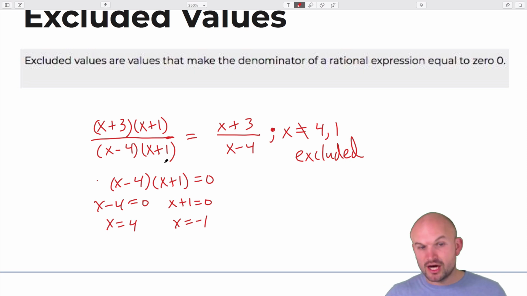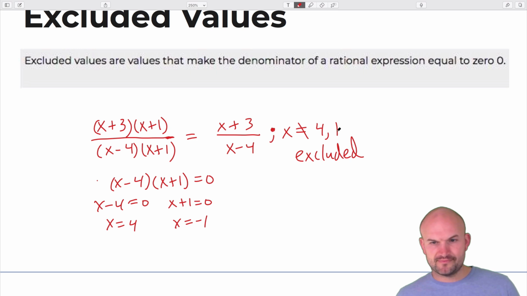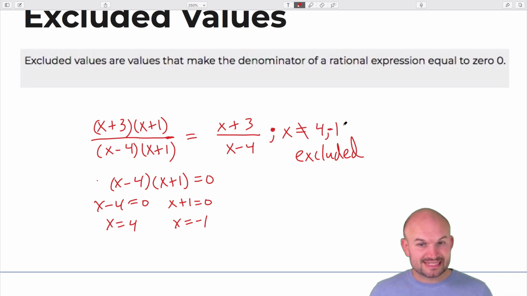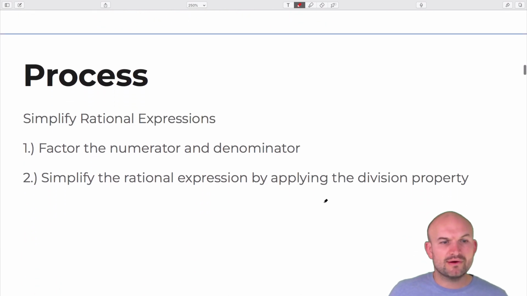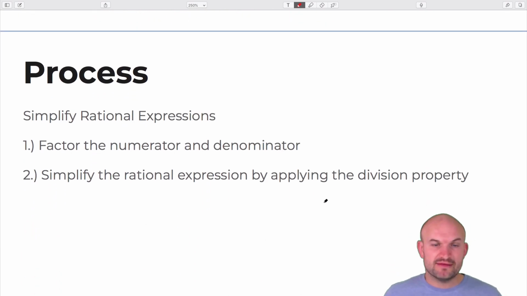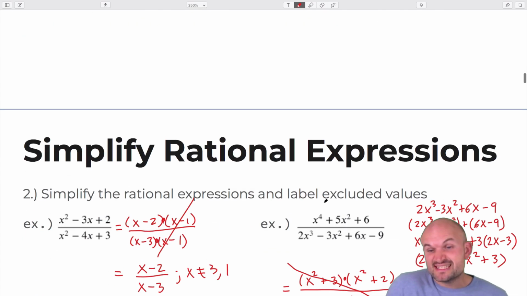For those of us that have already covered holes and asymptotes, we recognize that that is a removable discontinuity. And actually, I made that wrong. That's actually -1, isn't it? So -1 is a removable discontinuity, which is a hole, whereas 4 is a non-removable discontinuity, which also creates an asymptote. But for this case, we're just going to label excluded values any number that makes a denominator equal to 0. Okay, so really we're just going to practice simplifying. The main thing that students struggle with is factoring. You've got to factor the numerator and factor the denominator and then just apply the division property. But it's really simple for what we did.